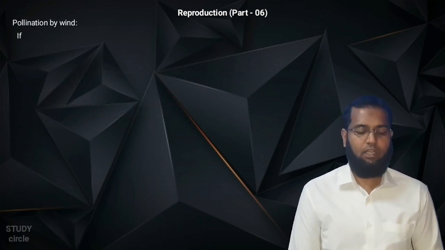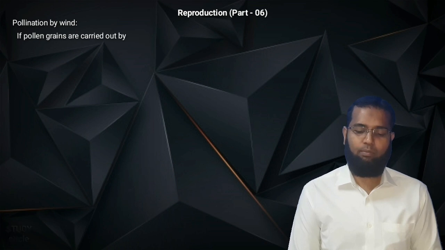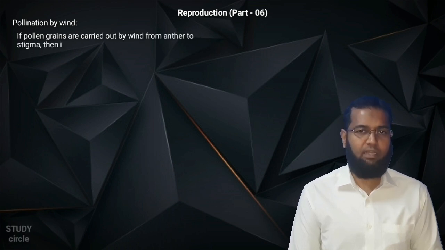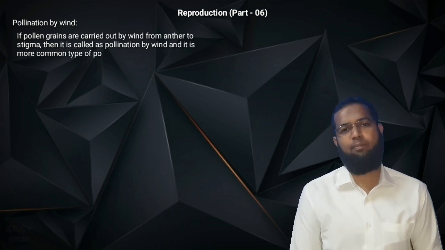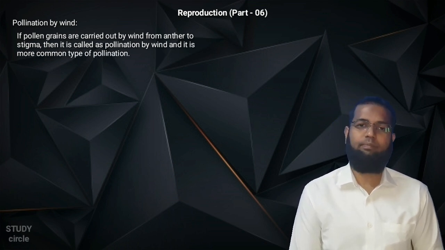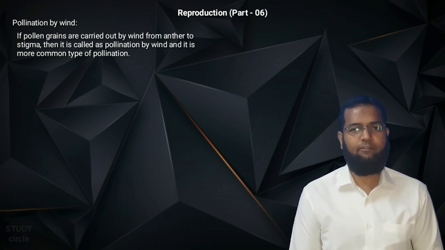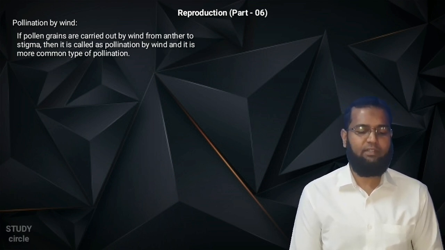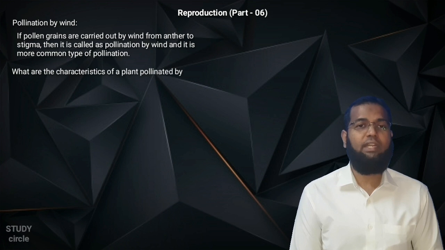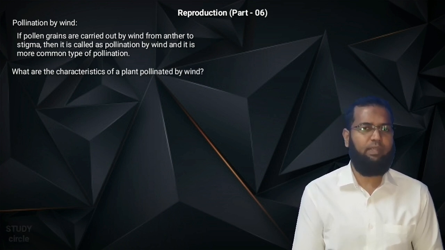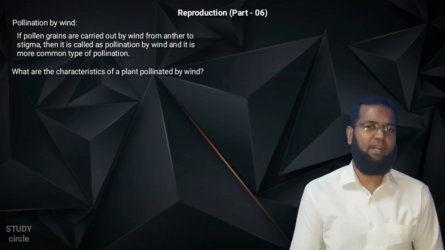Pollination by wind. If pollen grains are carried by wind from anther to stigma, it is called pollination by wind, and it is the most common type of pollination. In most plants, the pollen grains are carried by wind itself. That is the reason we call it the most common type. Now we will see the characteristics of a plant pollinated by wind. If the pollen grains are carried by wind, what should be the characters?